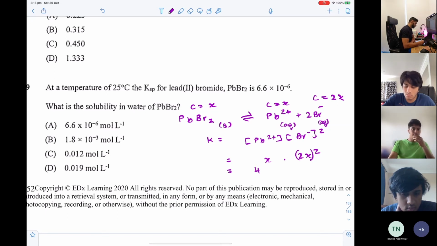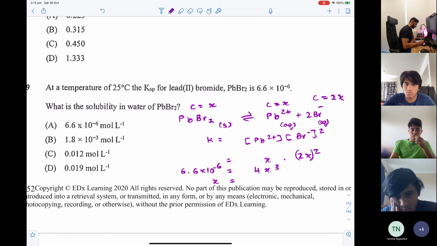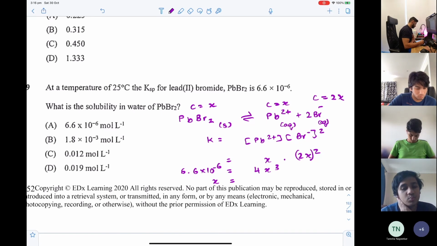Good. And then we know that is equal to 6.6 times 10 to the minus 6. So you divide by 4 and then cube root it, and then you get B. Right, does everyone get B? Wait, no, not B, I mean C. Did everyone get C? Okay, good. So 0.012 moles.